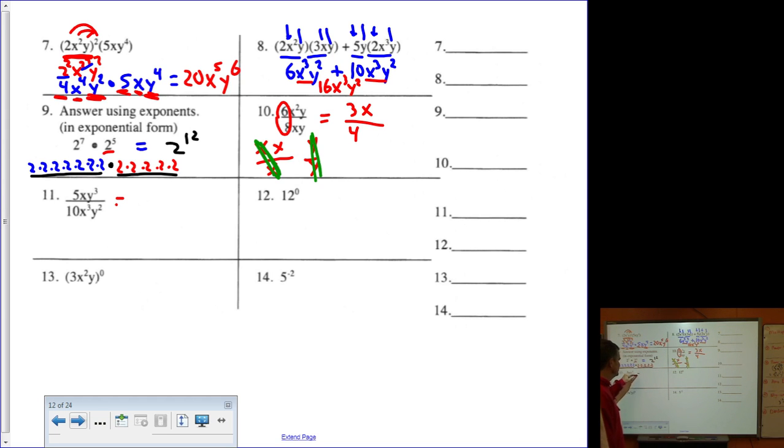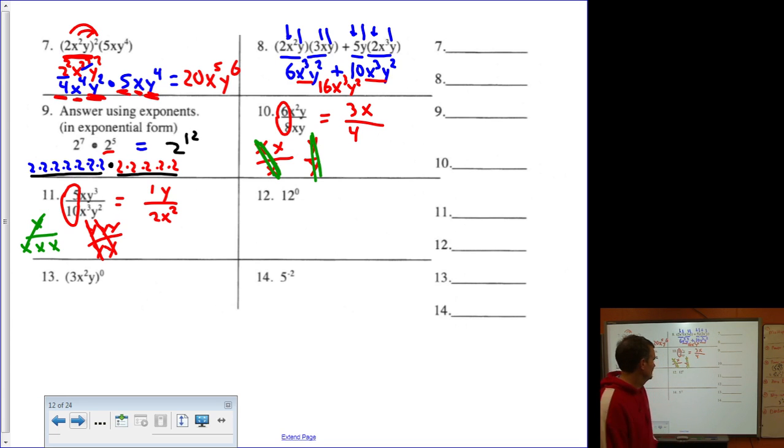Number 11. The same as number 10, I'm going to start by reducing the coefficients. 5/10 reduces to 1/2. This problem has a single x on top and 3 x's on the bottom. So when I cancel those out, I have 2 x's left on the bottom. The y's, I have 3 y's on top. I have 2 y's on the bottom. So when I cancel out the y's, I've still got 1 y left on top.